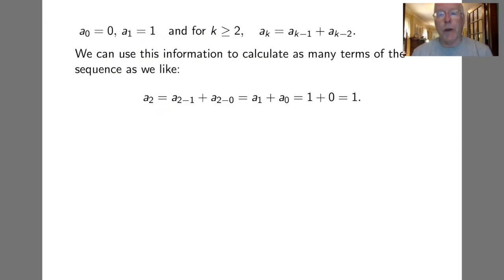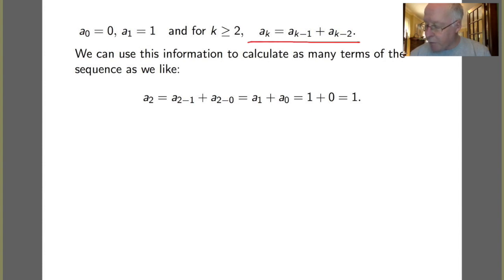So with this recipe we have here, we can generate a few terms of the sequence. So again, we're looking at this result. And if we take k to be equal to 2, that's the first k that's allowed in this second part, we have a sub 2, k is 2, equals a sub 2 minus 1 plus a sub 2 minus 2.